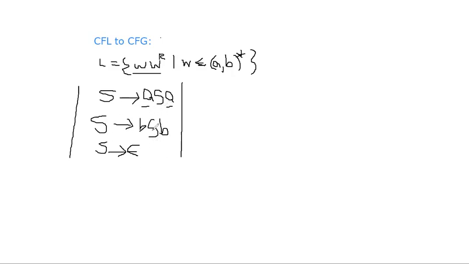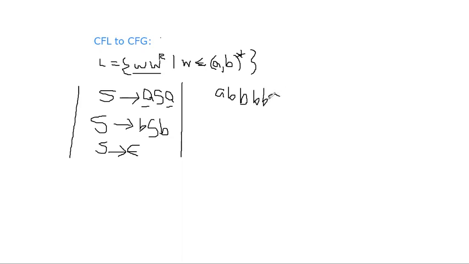Finally, once we get a sufficient number of characters in W and WR, then we substitute S with epsilon. Suppose we take the same example, the string ABB. What is the reverse? BBA. The reverse is BBA.